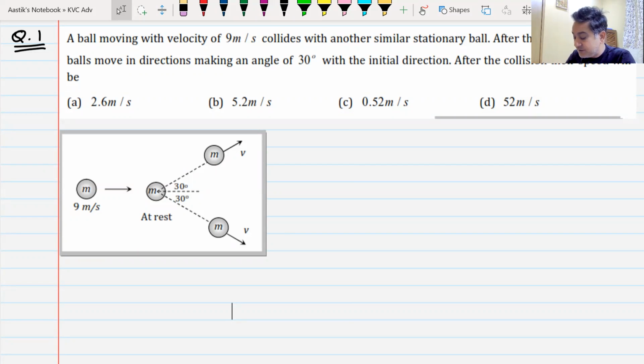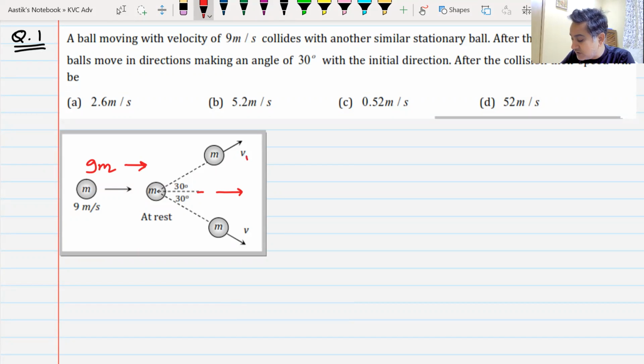First, you can see what is the initial momentum. Initial momentum is along the x-axis, that is 9 into m. Yes or no? Yes, sir. It's only the momentum along the x-axis. There is no momentum along the y-axis. Now, if you have to see along the x-axis, what is the momentum of this ball?